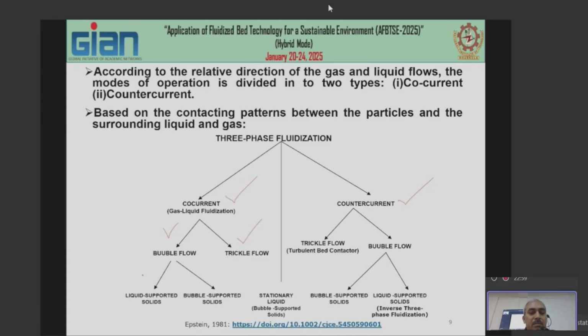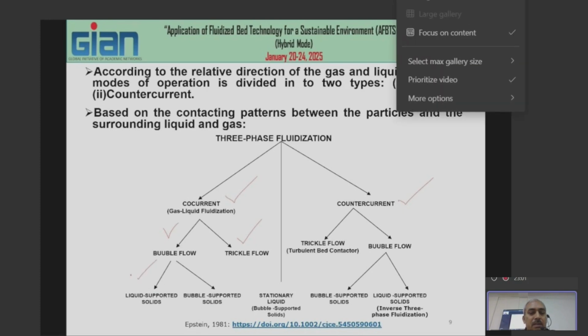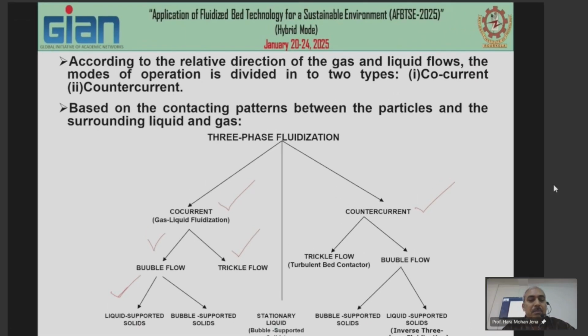Again, bubble flow is classified into liquid supported solids or bubble supported solids. When the bubble size is very small, that means in the discrete bubble flow regime, the liquid supported solids are there, but in the coalesced bubble flow regime or slug flow regime, bubble supported solids are there. That means the gas bubbles impart force to the solids to make them suspended.